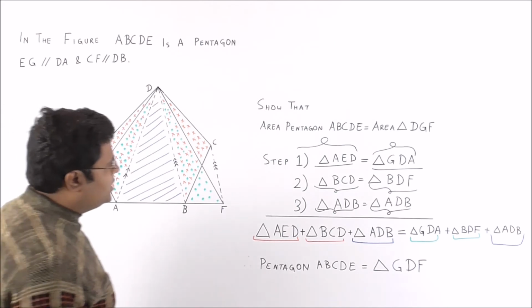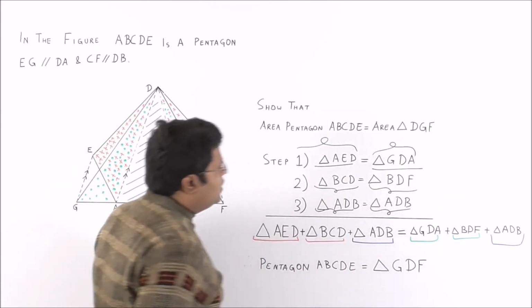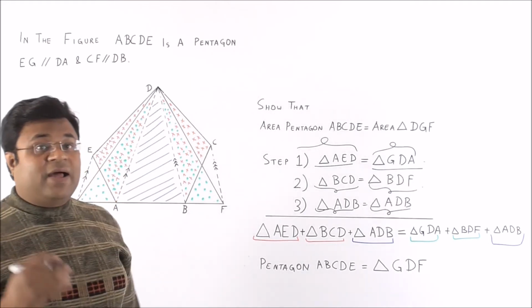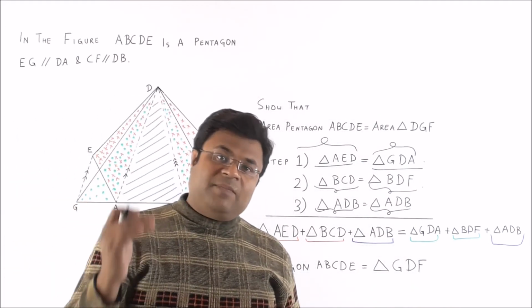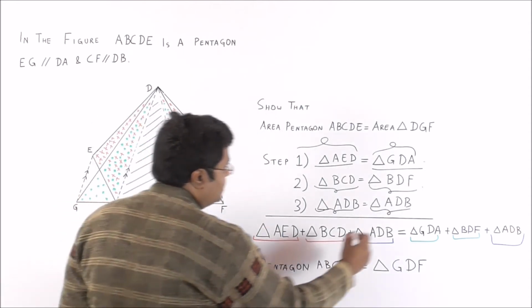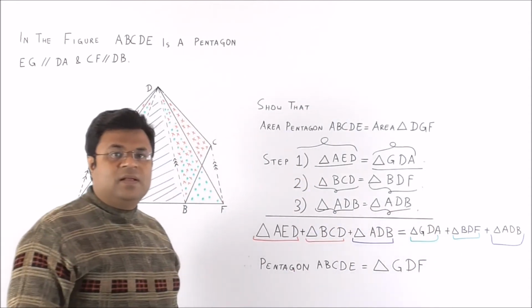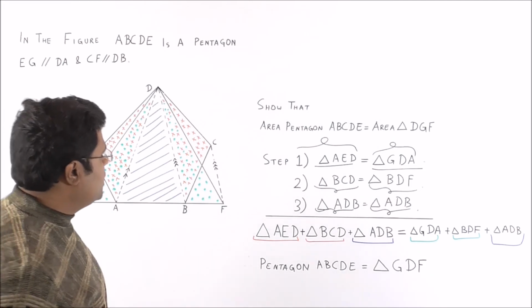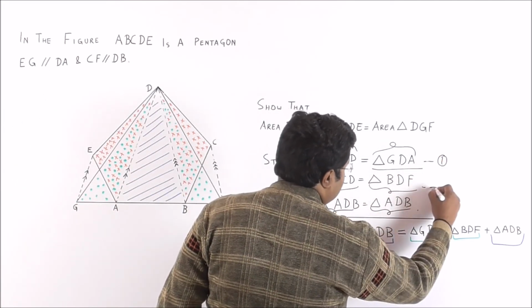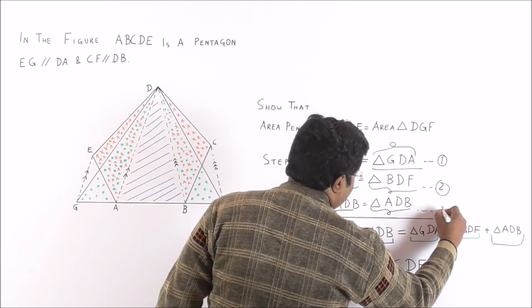Of course, I did not mention the reasons to this proof. First and second reason are same. That is, triangles having the same base and lying between the same parallels are equal in area. And then the third part, the reason is simple, that this part is common. Now all you need to do is add 1, 2 and 3.